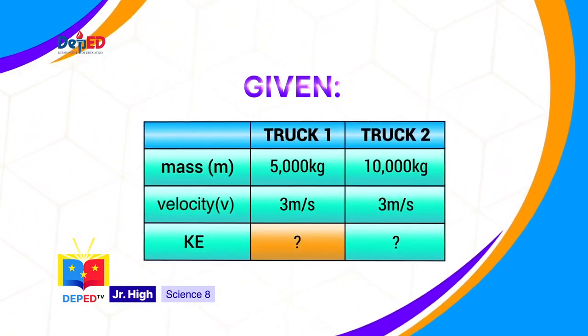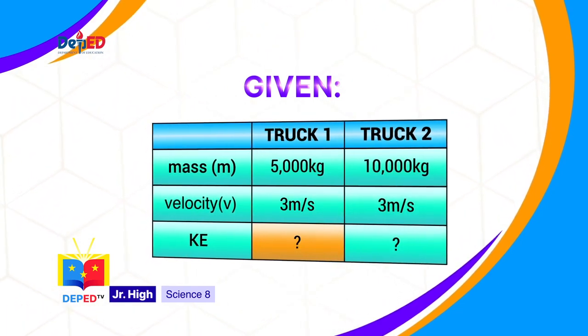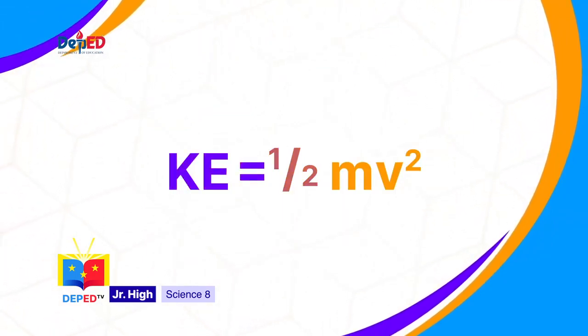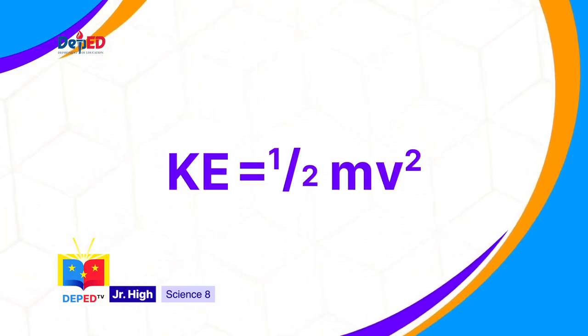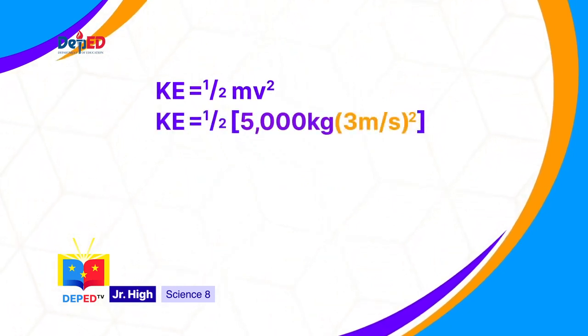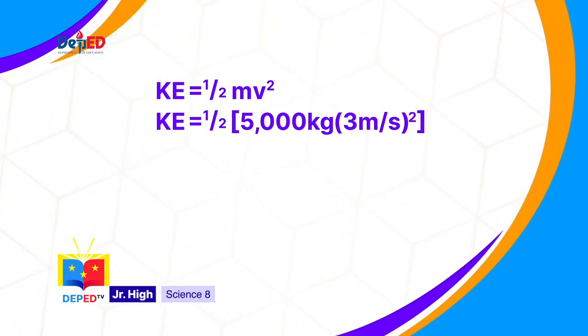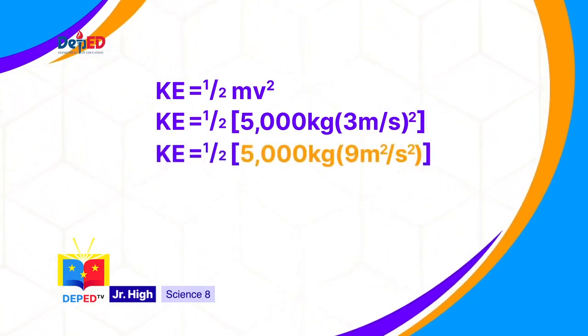Let's find the kinetic energy of truck 1 first. First, let's write the formula. That is KE equals 1/2 times mass and the square of the velocity. Next, we substitute the given values: 5,000 kilograms for the mass and 3 meters per second for the velocity. Then we square 3 meters per second. We get 9 meters squared per second squared.